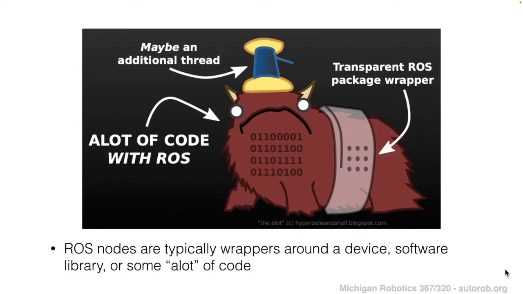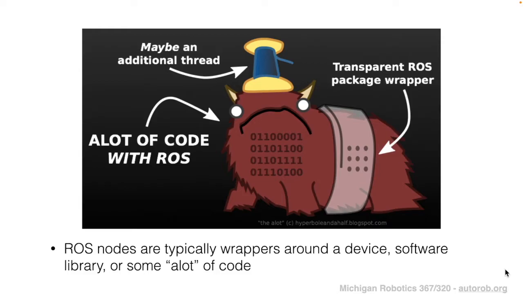So one thing that you might be getting a sense of is that there's quite a diversity of ROS nodes. Sometimes ROS nodes will simply be wrappers around a device, like we saw on that last slide for the laser rangefinder. Other times you might have a ROS node that's just a wrapper around some external software library. For example, you might have a ROS wrapper around components of OpenCV.